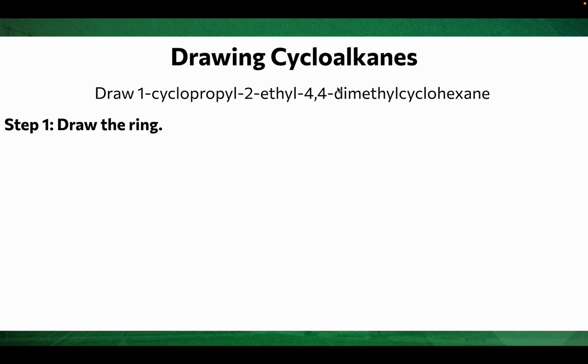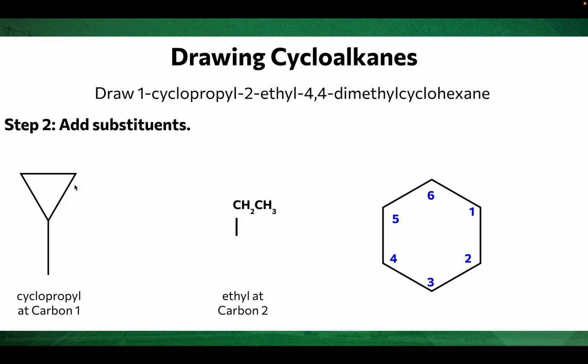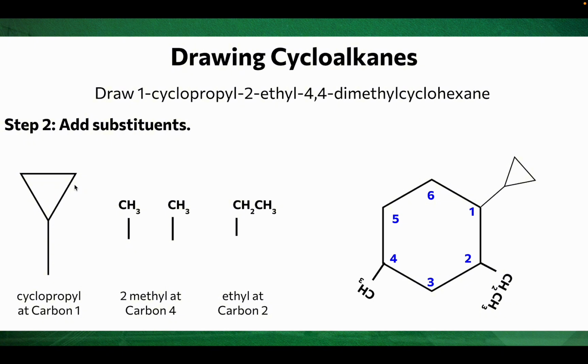So let's draw. Draw the ring. We have hexane, so we draw a hexagon. 1, 2, 3, 4, 5, 6. Add the substituents. So you have cyclopropyl at carbon number 1, ethyl at carbon number 2, and methyl at carbon number 4. So you add cyclopropyl at carbon number 1, at carbon number 2 you add the ethyl, at carbon number 4 you add methyl, and carbon number 4 again you add methyl.